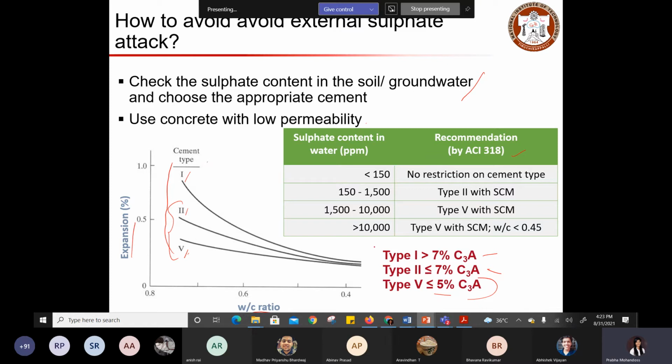When it goes beyond 10,000 ppm, you can keep a restriction on your water cement ratio also. Your water cement ratio should be less than 0.45. That means you are limiting your water cement ratio to be in this range itself. So this is the ideal case to be used, and this whole range should not be considered in such a case.